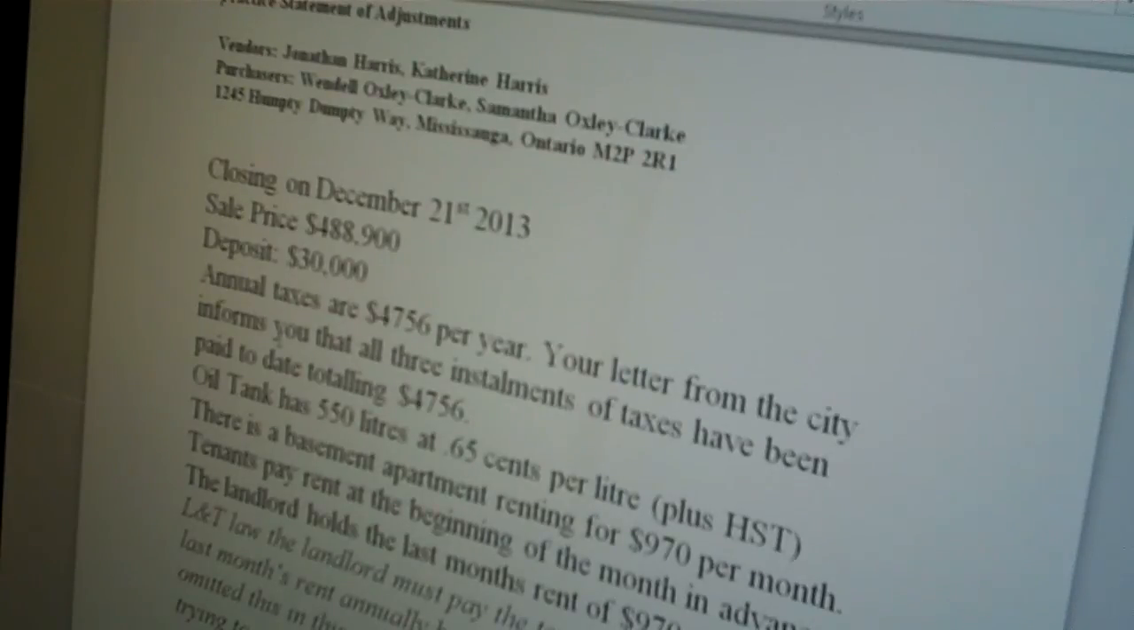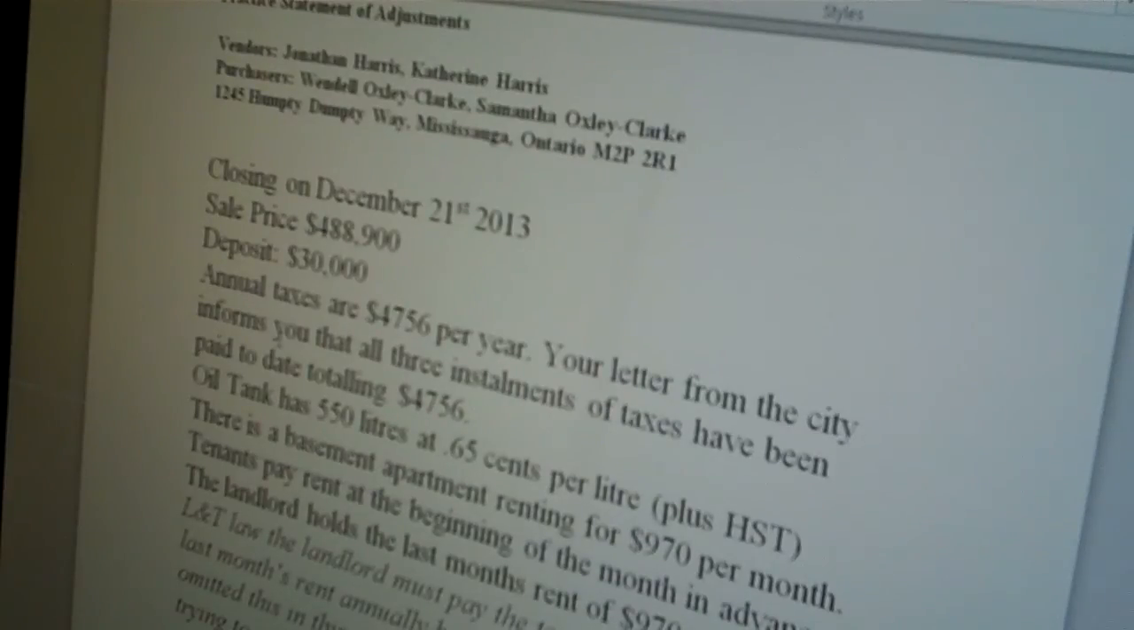We're also going to be adjusting for the oil tank. And why is there an oil tank in this scenario? Most houses don't have them, but on test situations, they usually have them. For the basement apartment, the landlord's holding on to that security deposit, we found out. So we've got to adjust for that. They're not going to hand over the security deposit separately, that last month's rent. What we're going to do is adjust for that.